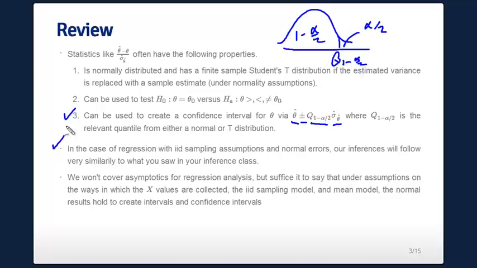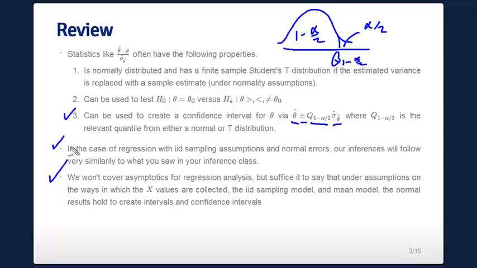So when you took your inference class with IID sampling assumptions and Gaussian errors, our inferences are going to just follow what you saw in your inference class. In fact, all of the intervals we covered in the inference class for continuous group data, for example, the two-group t-test, can all be viewed as special cases of these regression type estimates.